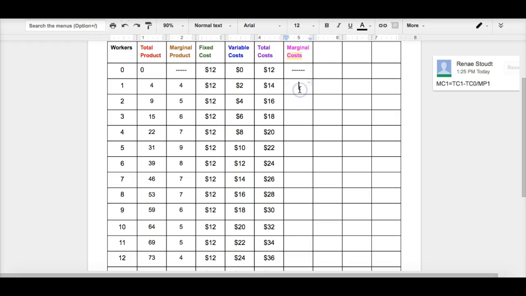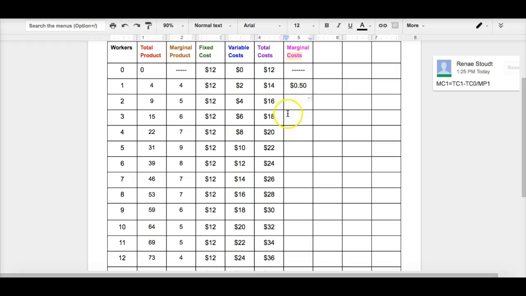Now, at 1 worker, we're going to take 14 minus 12, which is 2, and we're going to divide by marginal product right here, this column. Don't get off and do total product. We're talking about marginal product. We're going to divide by 4, so the line we're on. So 2 divided by 4, if you need a calculator, you can do that, is going to be 50 cents.